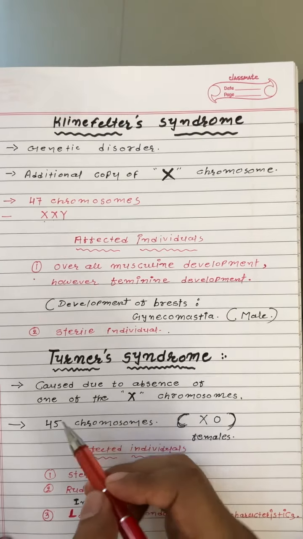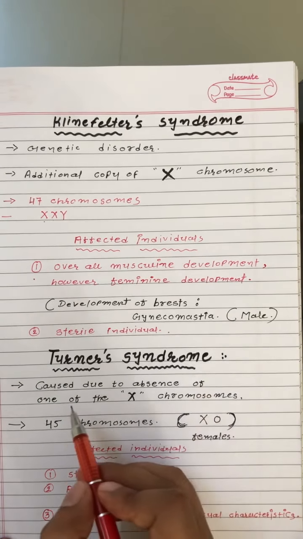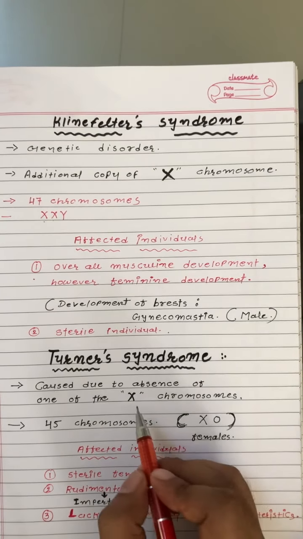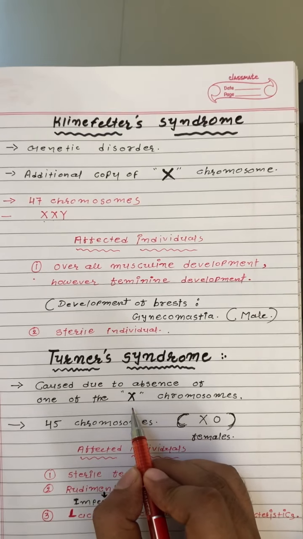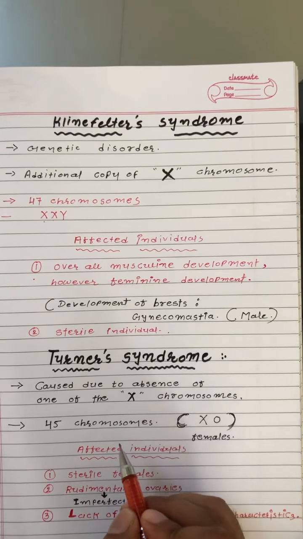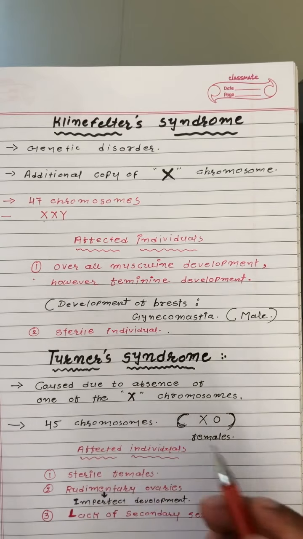Looking at the last example, that is Turner syndrome. Turner syndrome is caused due to the absence of one X chromosome. Now in the normal human body it is 46. If you remove one X chromosome, how many total chromosomes will there be? 45. Let's try to understand what will be the condition.